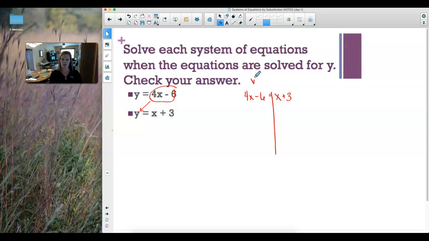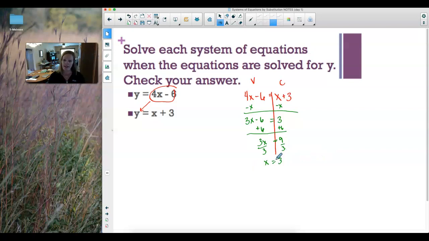I'm going to put the variables on one side and the constants on the other. So I'm going to subtract an x from both sides, and we have 3x minus 6 equals 3. Then add 6 to both sides, so we have 3x equals 9. And finally divide by 3, so x equals 3.